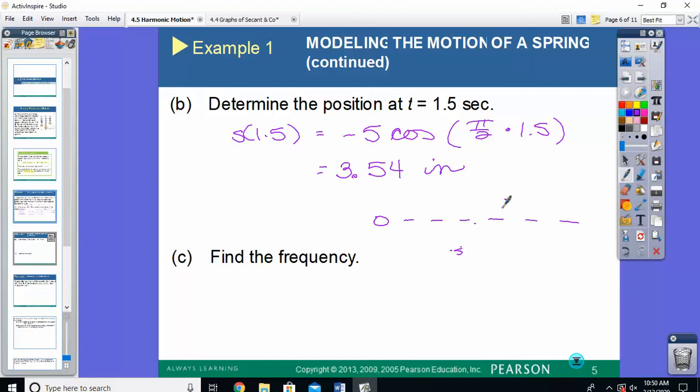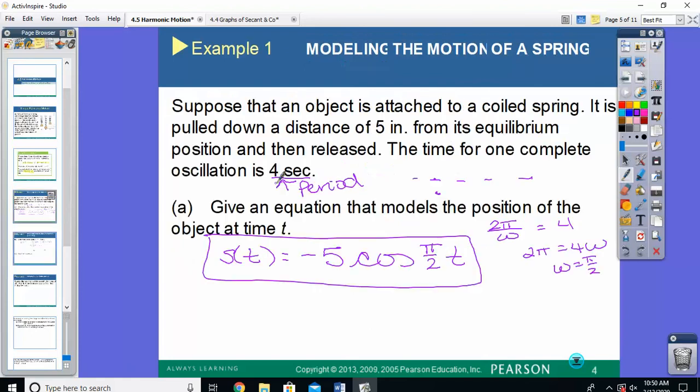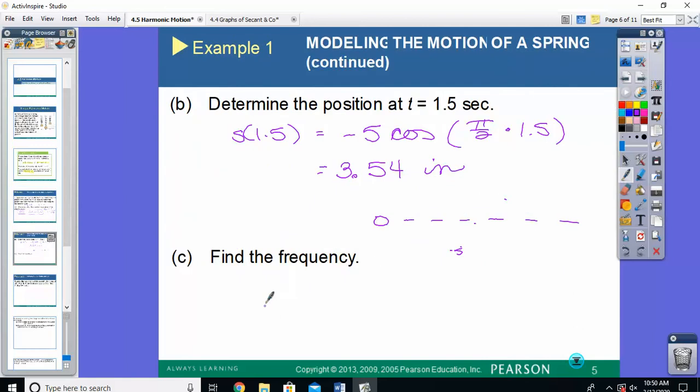Okay, last question. I want frequency. Frequency is just the reciprocal of the period. So my period was 4, so the frequency would be 1/4. That's oscillations per second. In other words, in 1 second, it's completed 1/4 of its total cycle. Questions there?